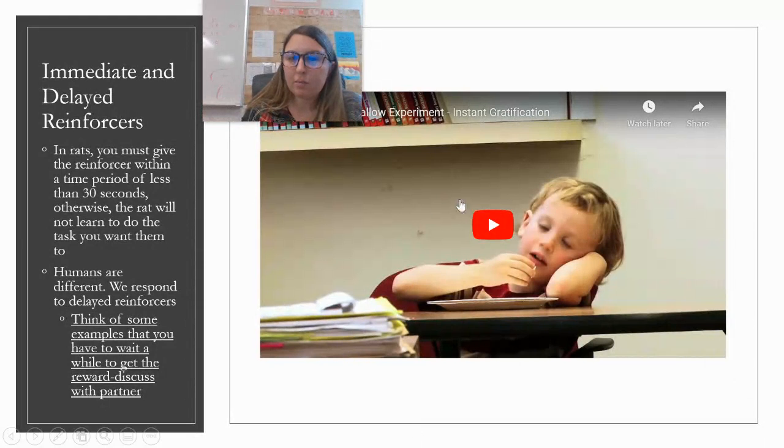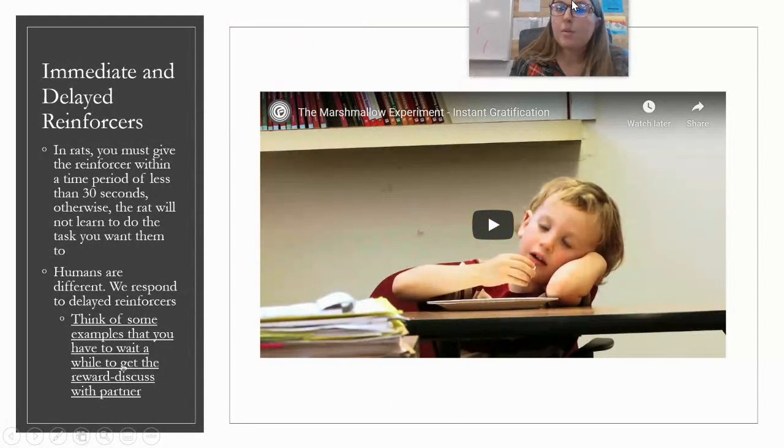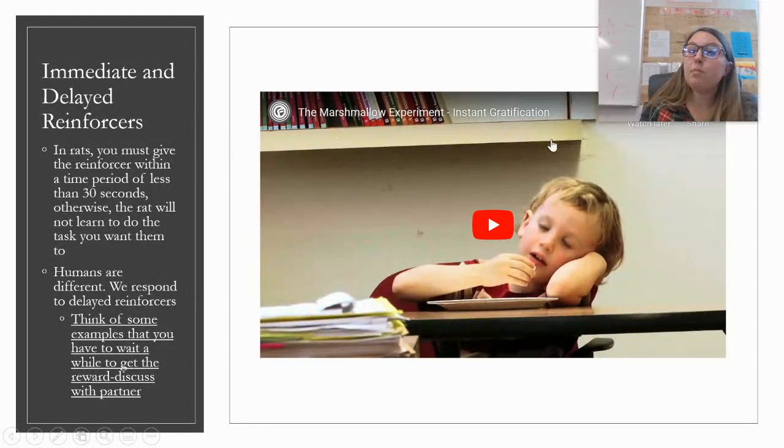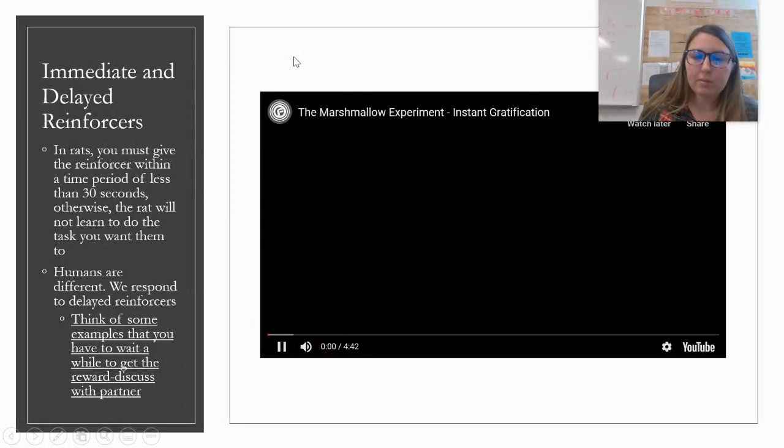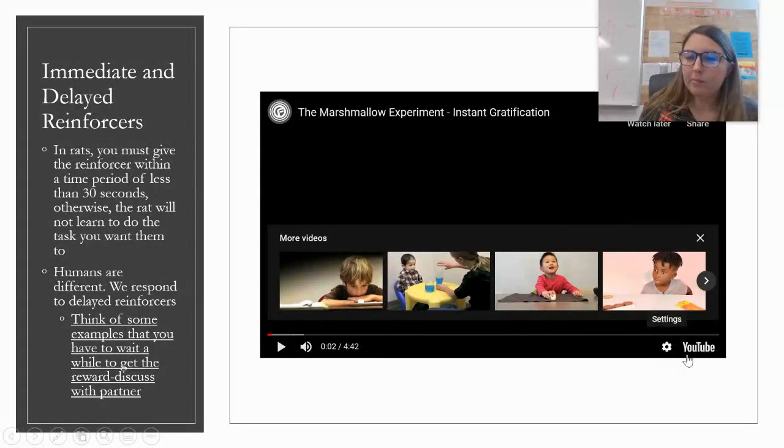And I don't know if this video is going to play. If not, I'm going to skip it. But I want you to look this up. Look up the marshmallow experiment. I'll probably show it in class too, and we can talk about how delayed reinforcement works. So I want you to think of some examples where you have to wait a while to get a reward, and write that down in your notes. Be prepared to talk about that. Because sometimes it's better for us to get a delayed reward than an immediate reward, because life is more like that, unfortunately. This video is not going to play, so I'm going to skip it. I'll link it.